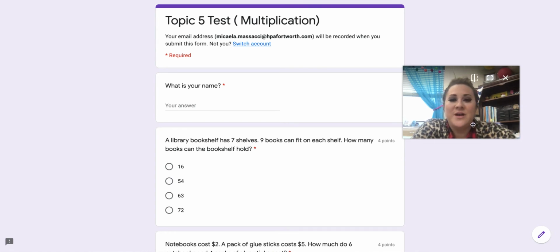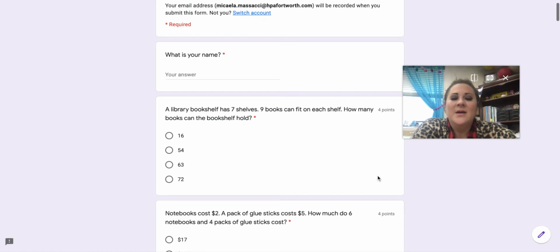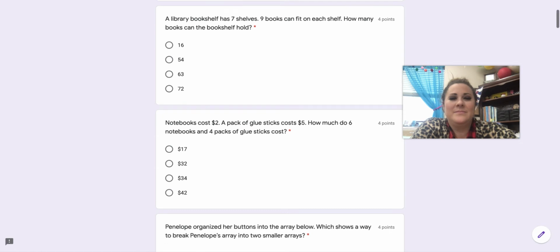A library bookshelf has 7 shelves. 9 books can fit on each shelf. How many books can the bookshelf hold? Probably going to multiply for this problem.